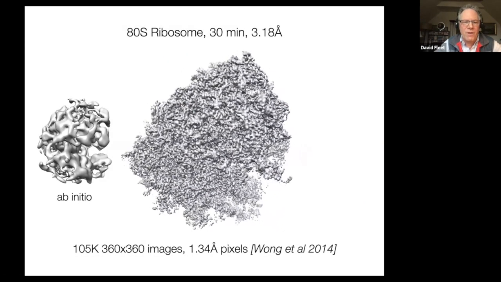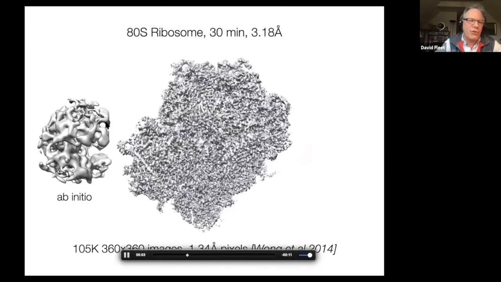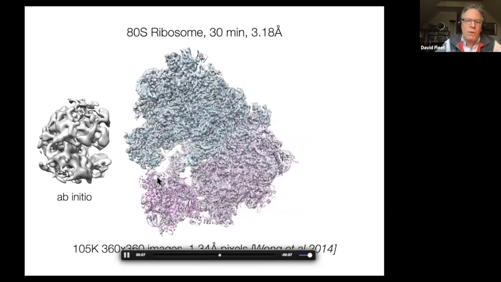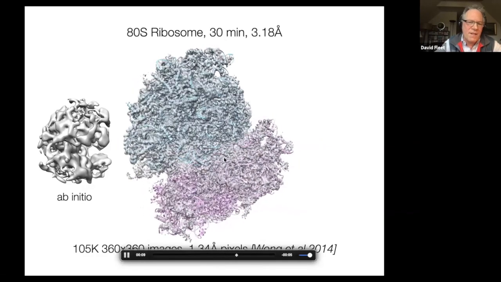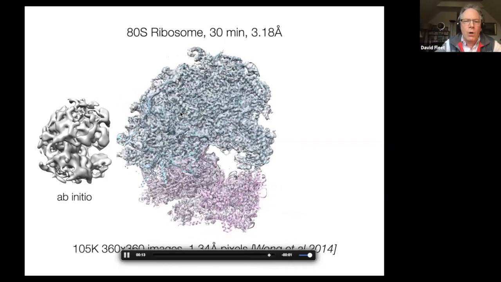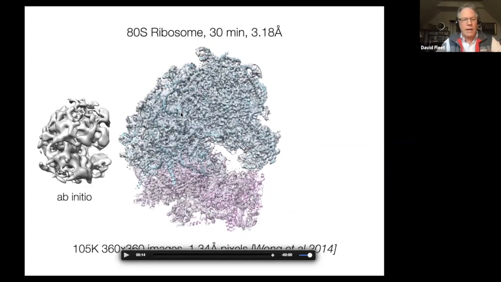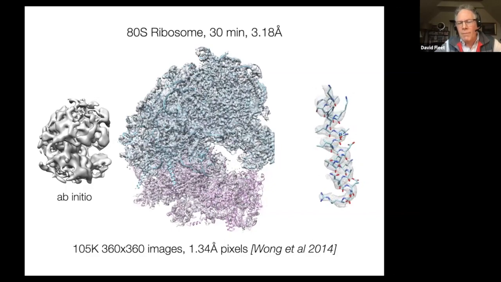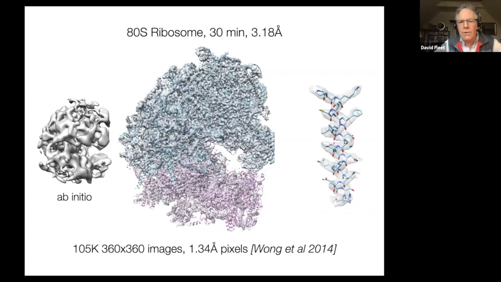This is another example. This shows the ab initio structure of the ribosome, and this is the actual ribosome that we compute. And this has hundreds of thousands of atoms in it, all of which are resolved to pretty good resolution. So we've been able to identify all the amino acid structures. Again, this shows, but I think this is probably hard to see, just a single alpha helix from this ribosome.